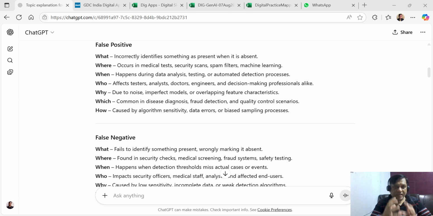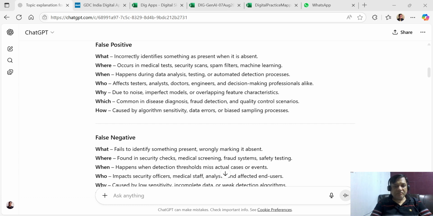Today we are going to speak on two very important topics in ML and while working in AI and machine learning. They are false positive and false negative, what they are, and how to deal with them. So we will see all of them.